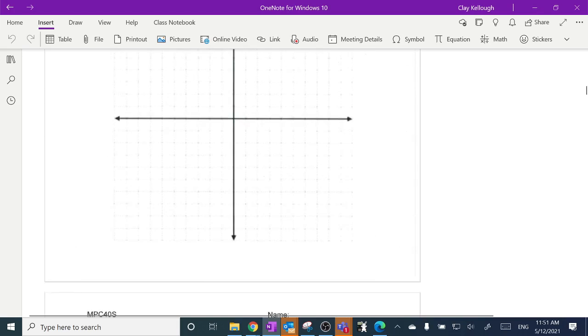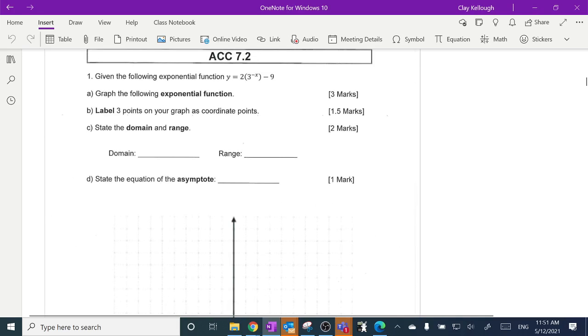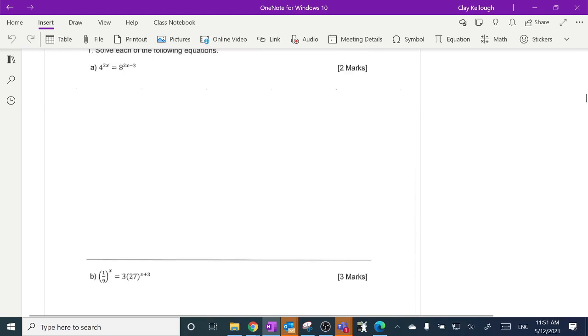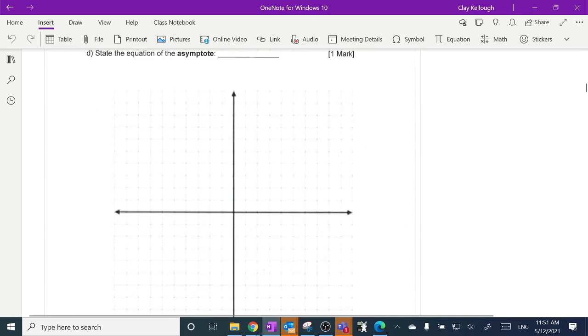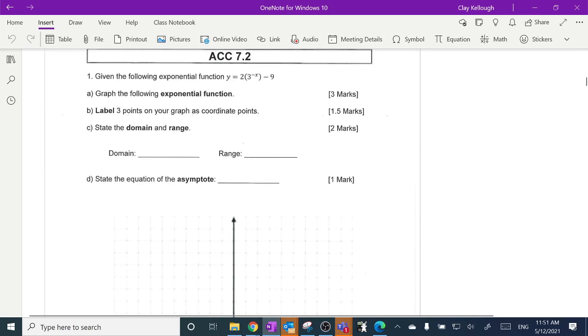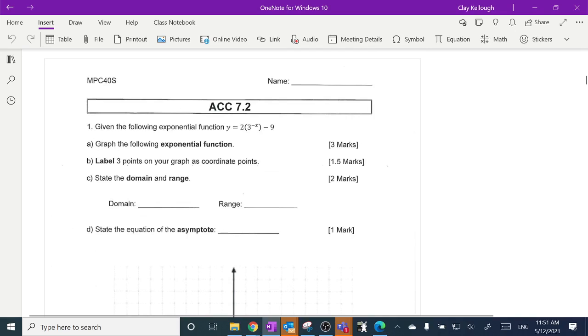Okay, so let's see. How many marks is this? 3, 4.5, 6.5, 7.5, 9.5, 12.5. So if we give you 15 minutes, that should be lots of time. And that gives me enough time to do attendance and take care of some stuff. Now, for people at home, that's going to be quite the video if I just sit here with dead air for 15 minutes.